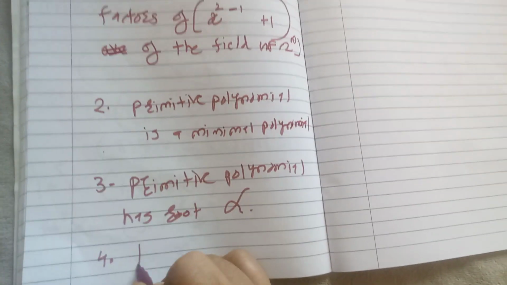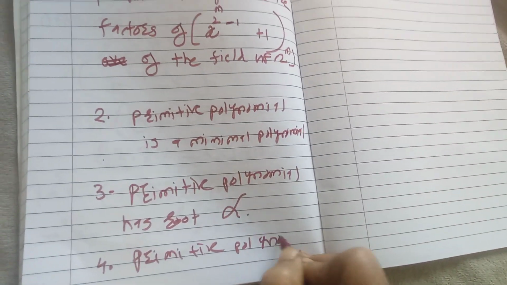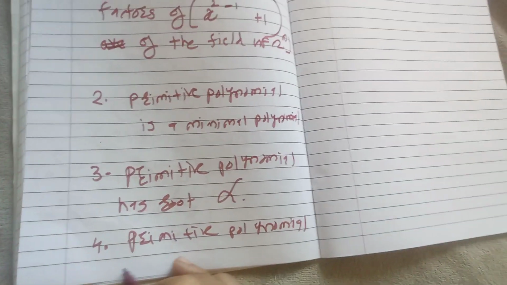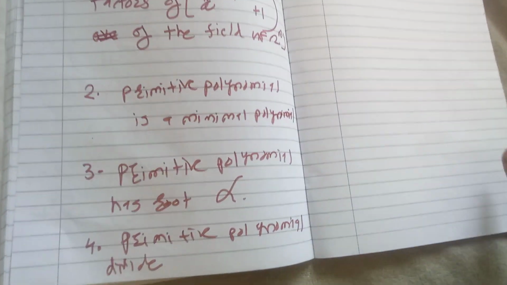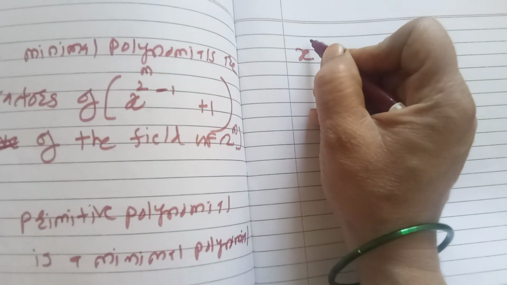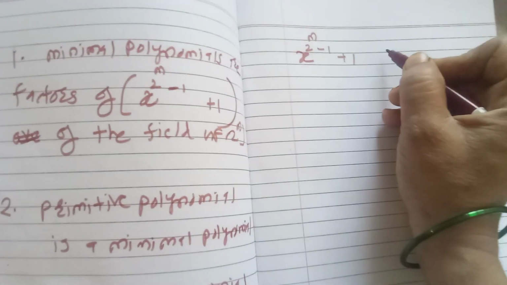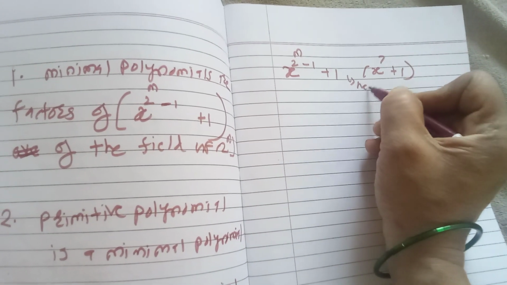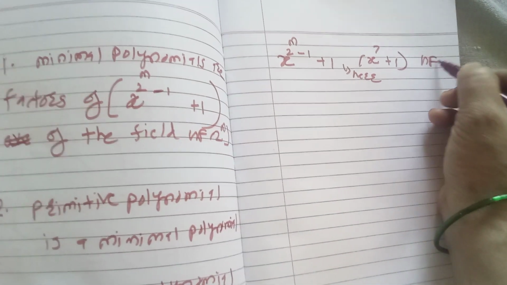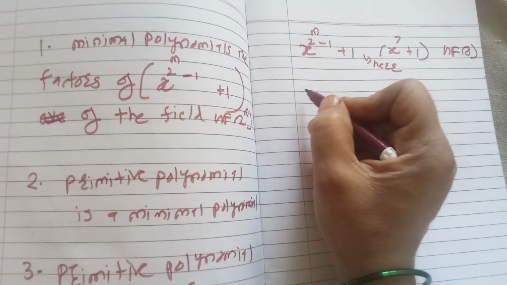Then 4. A primitive polynomial should divide x raised to 2 raised to m minus 1, plus 1. Bear with my handwriting please. That is, here, x raised to 7 plus 1. Why here? For GF(8), it divides x raised to 7 plus 1.